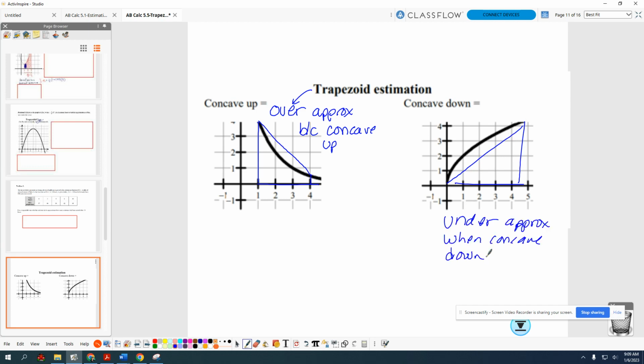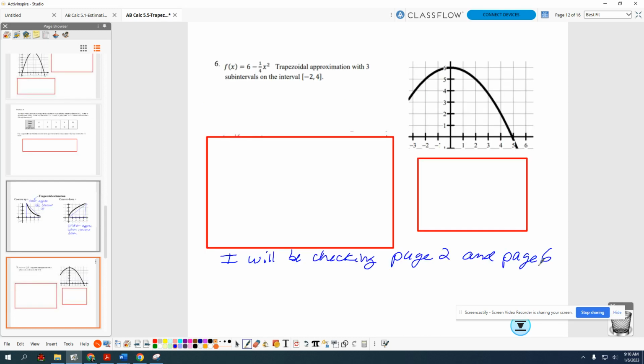Complete the packet as practice. So I will be checking page 2 and page 6 on Monday, as well as the Delta Math. And you will have an exit card on Monday that will ask you about, is this an over or under approximation, and asking why. Those are the things that are included in the packet on page 5. You are going to be responsible for those as well.